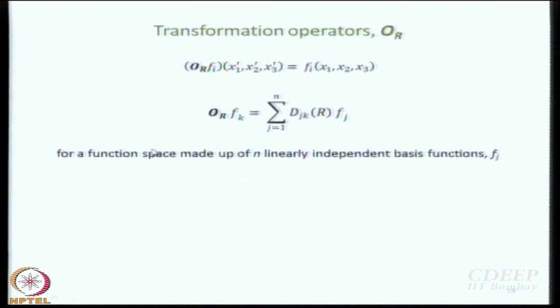Okay? So that OR FK, that means the transformed kth coordinate will be sum over j, sum over j equal to 1 to n, Djk(R). What is Djk(R)? R corresponds to the symmetry operation. Djk is the jkth matrix element of the transformation matrix corresponding to R. And do not forget, I write Djk here because I have constructed the D matrix using transformation of the coordinates, not the basis, right, that multiplied by Fj summed over j equal to 1 to n.